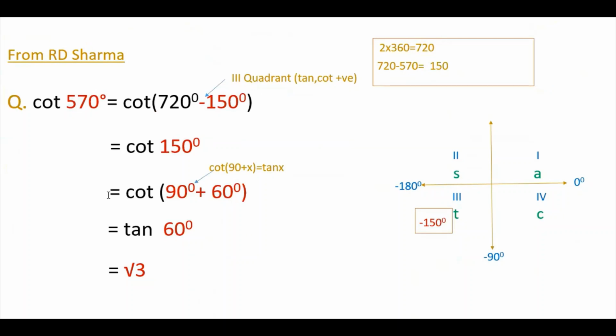Here, 90 plus 60. So cot of 90 plus 60. Here 90, so you have to change the trigonometric function to tan. So cot of 90 plus 60 is tan 60 degrees. And tan 60 degrees is root 3.